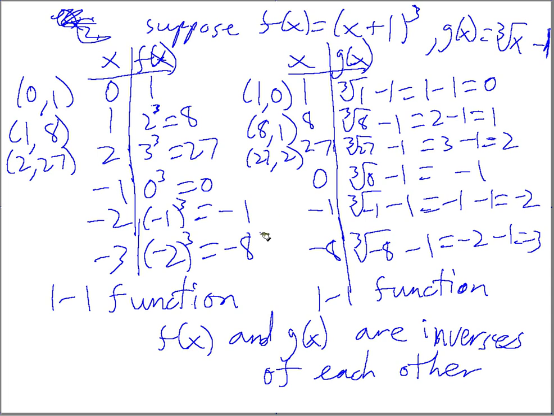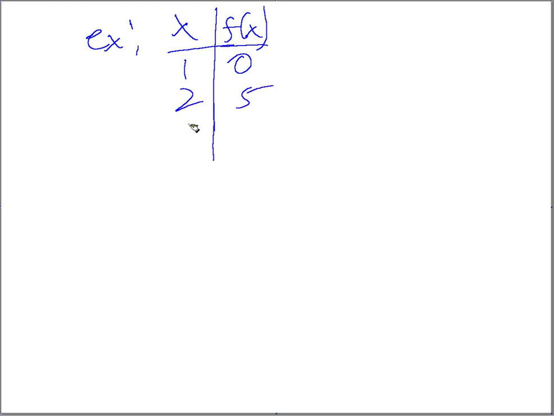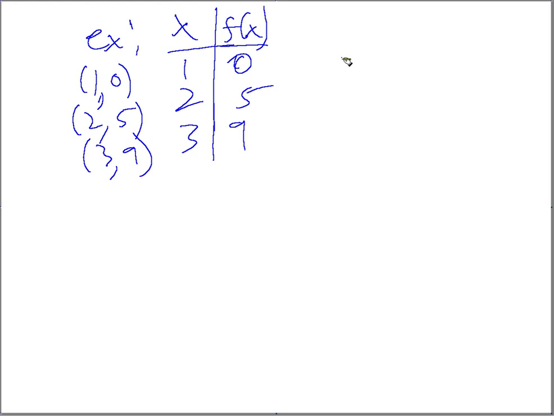Let me clear out the screen. Suppose I give you this one-to-one mapping here: x, f of x. Let's say 1, 0, 2, 5, 3, 9, for example. This is just some function where we don't know the formula. But I want you to find the inverse of it. There are three ordered pairs here: 1, comma 0; 2, comma 5; and 3, comma 9. Let's go find the inverse mapping.